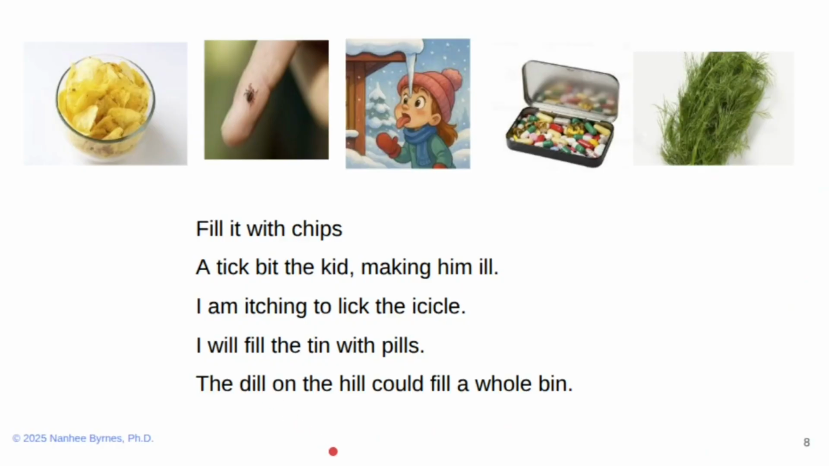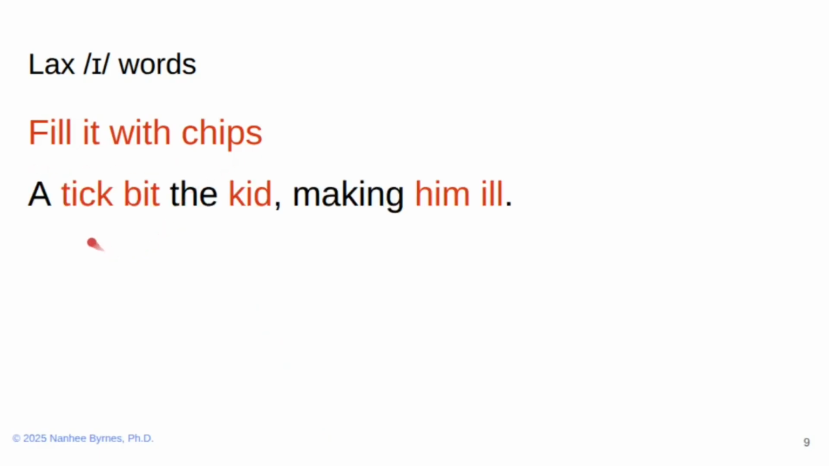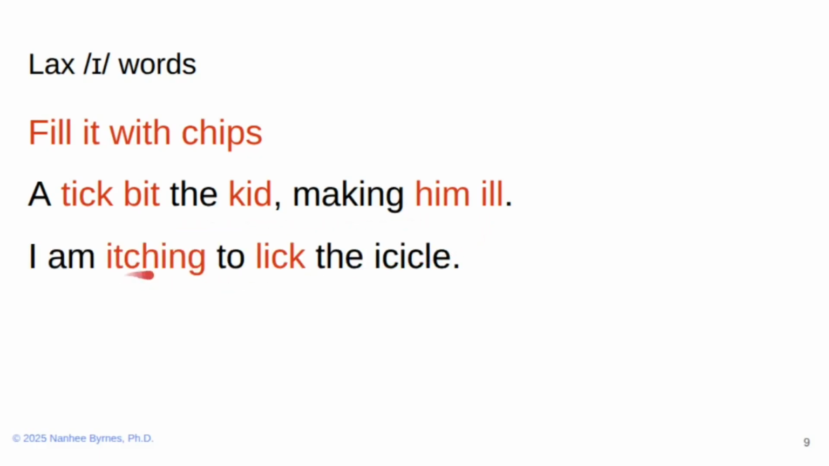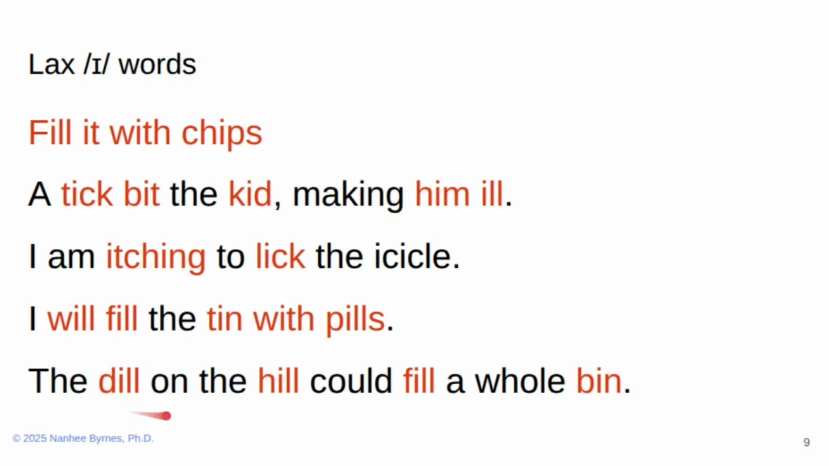All the above sentences have words with a short I sound. Fill it with chips. Words with short I are fill it with chips. A tick bit a kid, making him ill. Words with short I are tick, bit, kid, him, ill. I am itching to lick the icicle. Words with short I are itching, lick. The dill on the hill could fill a whole bin. Words with short I are dill, hill, fill, bin.